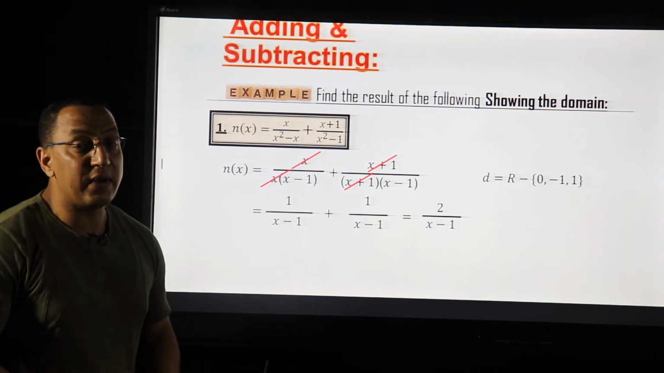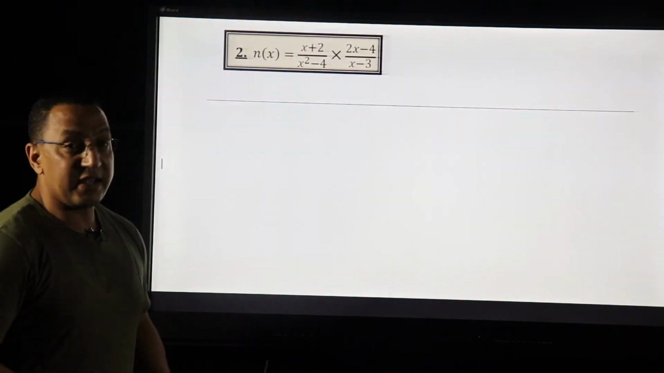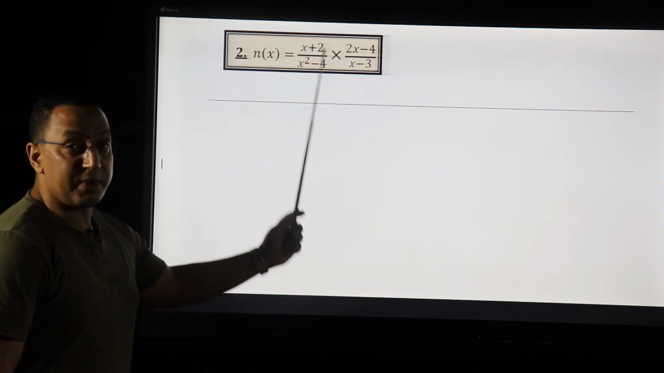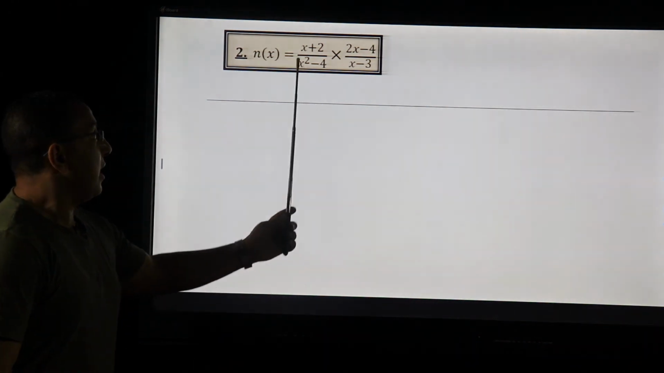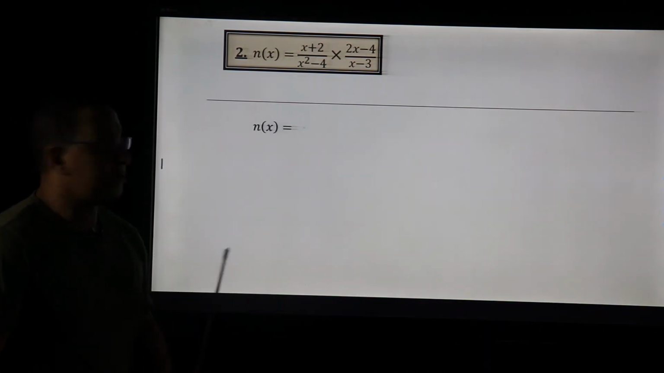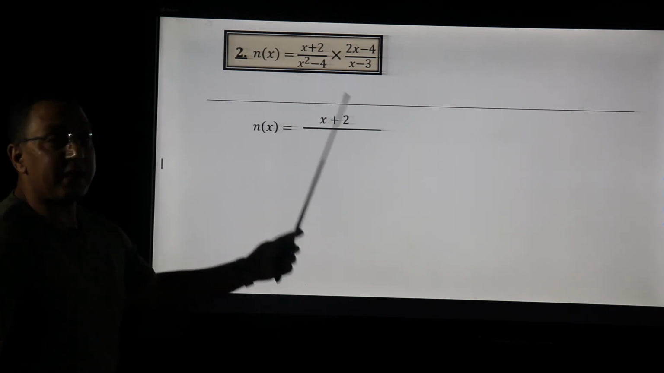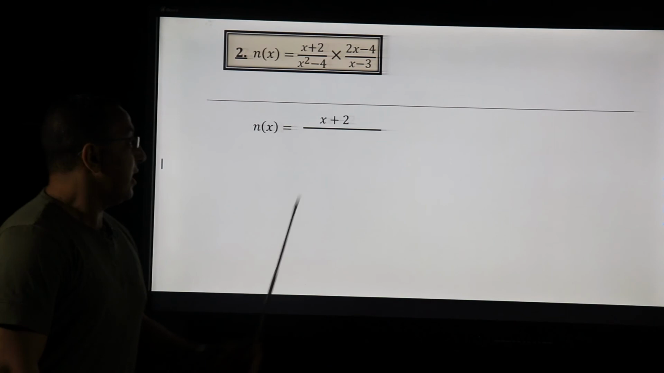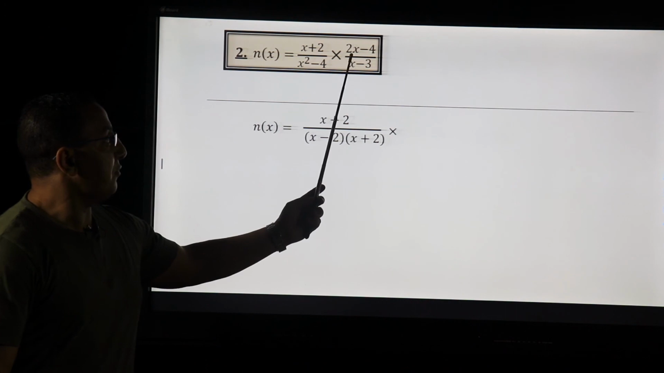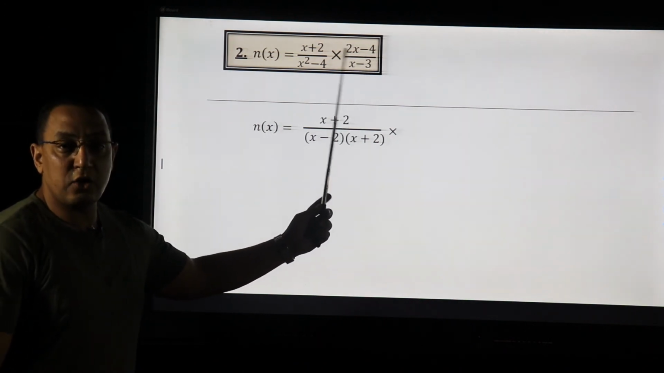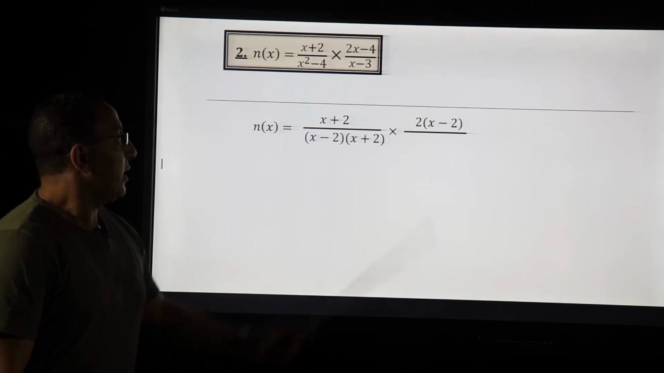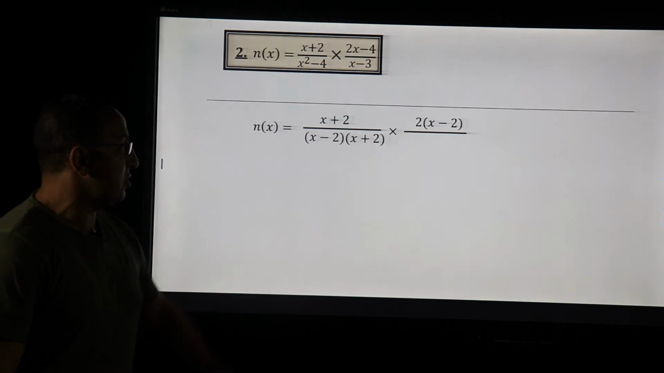Now let's study how we can multiply two algebraic fractions. In this example, the first step to multiply the two fractions is to factorize the four terms. X plus 2 is written without change. X power of 2 minus 4 is the difference between two squares, so it will be x minus 2 times x plus 2. Here I have 2 and 4, so I'm going to take 2 as a common factor. So it will be 2 and between brackets x minus 2. Here x minus 3 is written without change.